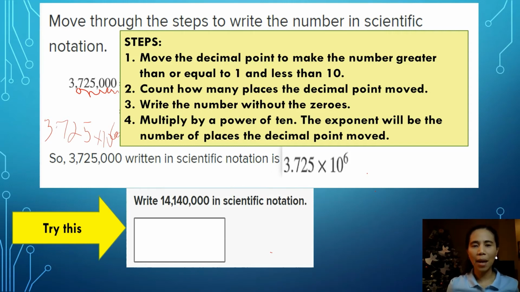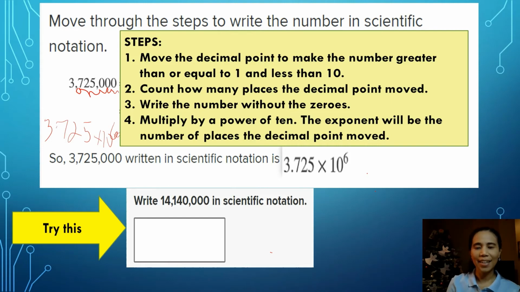Remember all the steps. You have to move the decimal point from the right to the left, and then count how many places the decimal point moved so that you would know what will be your exponent. After that, drop all the zeros and then multiply it by a power of 10, and then the exponent will be the number of places the decimal point moved.